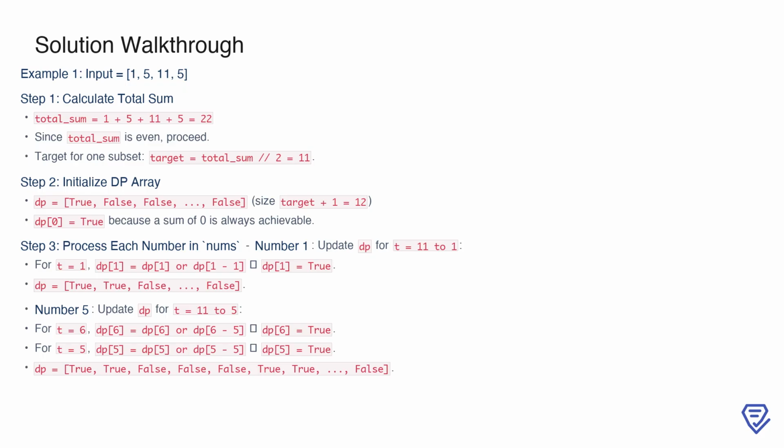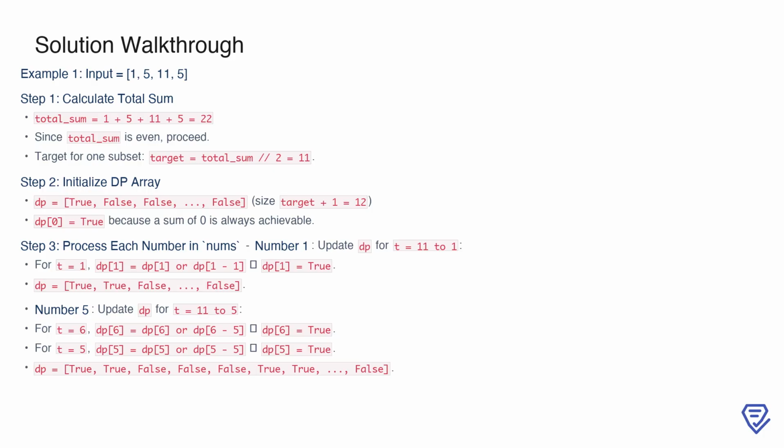To solve the problem, we start by calculating the total sum of the input array. For the example [1, 5, 11, 5], the total sum is 22. Since this sum is even, it's possible to partition the array into two equal subsets. Our target for one subset becomes half of the total sum, which is 11. Next, we initialize a dynamic programming array, or dp array, of size 12, because the target is 11 and we need to cover all sums up to and including the target. Initially, dp[0] is set to true, as a sum of 0 is always achievable without including any numbers. Now, we process each number in the input array and update the dp array.